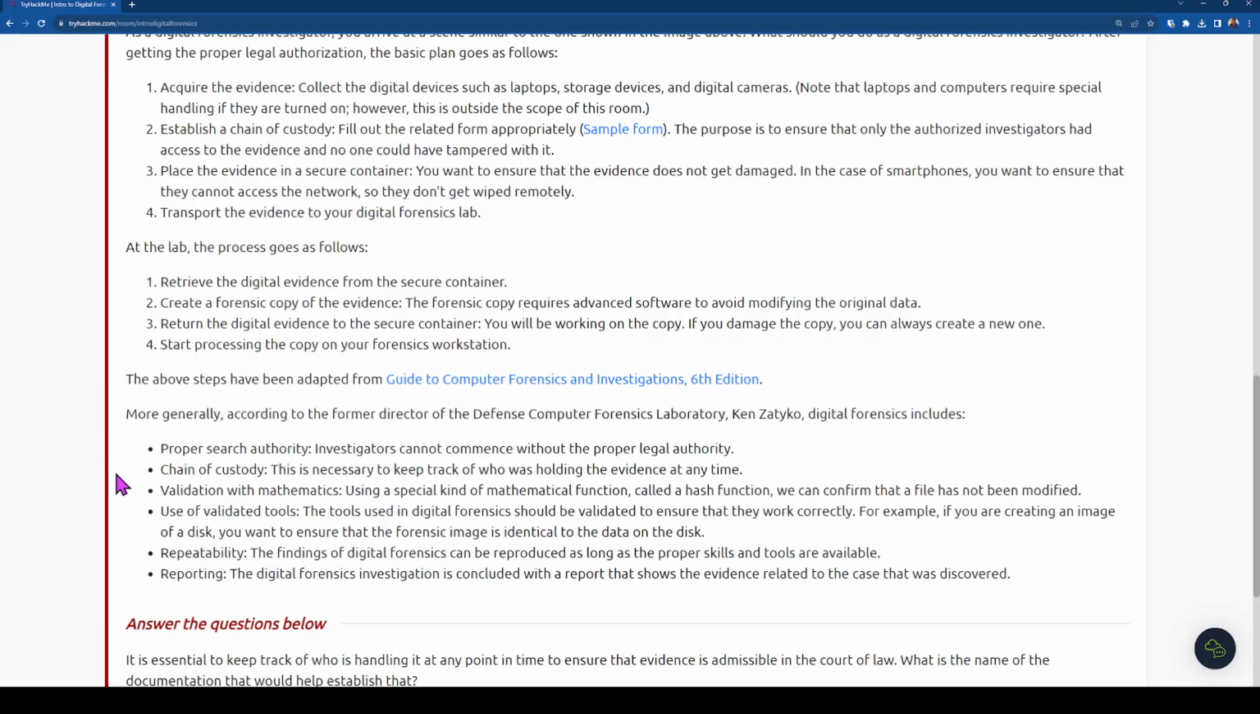And third, return the digital evidence to the secure container. You will be working on a copy. If you damage the copy, you can always create a new one. And number four, start processing the copy on your forensics workstation. And we have here a link to a guide to computer forensics and investigations.